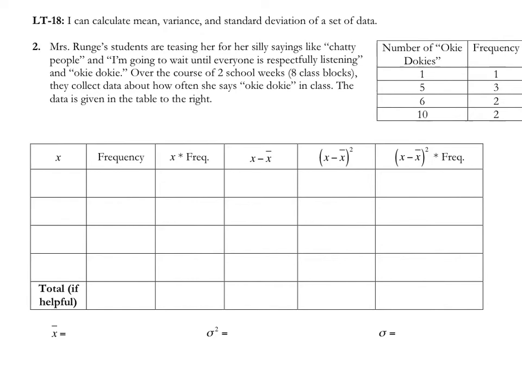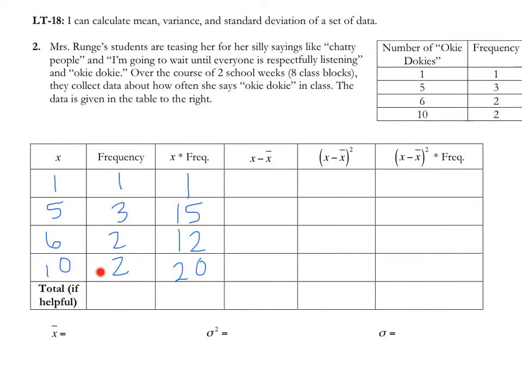So we can use our table to help us out a bit. In the first column, we're going to list off all the different data points we could have. So that's 1, 5, 6, and 10. And in the second column, we're going to list off the frequencies. So 1, 3, 2, and 2. And in the third column, we're going to take the x values and multiply by the frequency of that happening. So 1 times 1 is 1, 5 times 3 is 15, 6 times 2 is 12, and 2 times 10 is 20. So what we're going to want to do is add all these numbers up and divide by the total number of data points that there are.